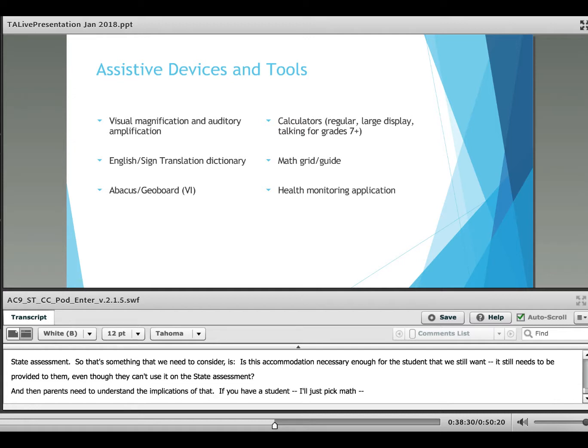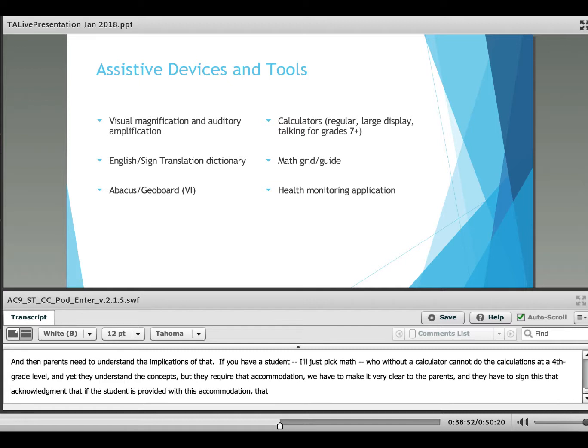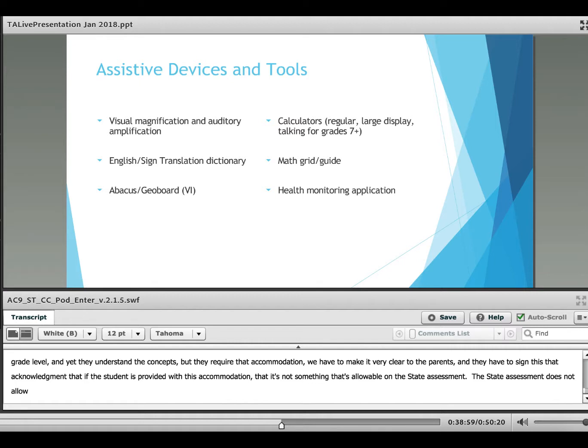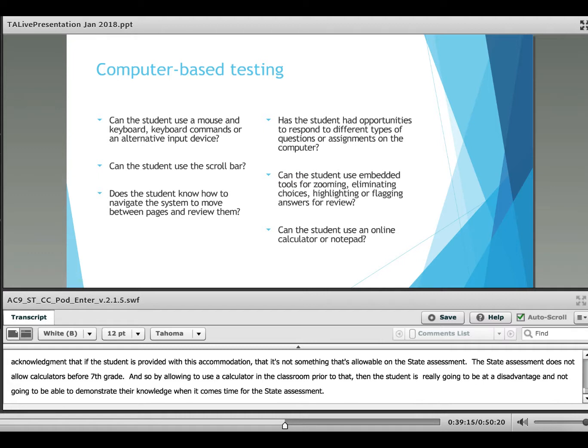If you have a student, I'll just pick math, who without a calculator cannot do the calculations at a 4th grade level, and yet they understand the concepts, but they require that accommodation, we have to make it very clear to the parents, and they have to sign that acknowledgement that if the student is provided with this accommodation, it's not something that's allowable on the state assessment. The state assessment does not allow calculators before 7th grade. And so by allowing the calculator in the classroom prior to that, the student is really going to be at a disadvantage and not going to be able to demonstrate their knowledge when it comes time for the state assessment.